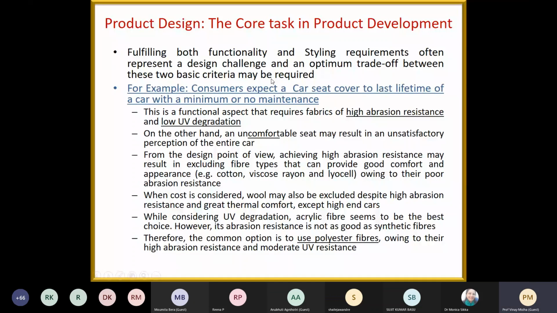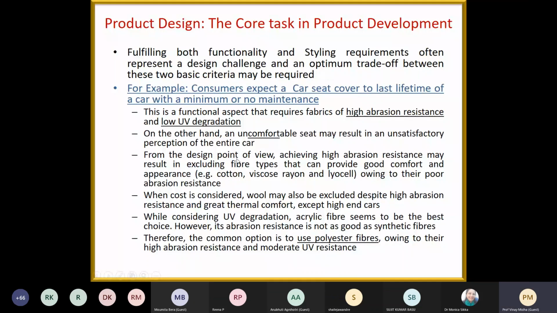For example, I have taken one design problem. The customers expect a car seat cover to last the lifetime of the car with minimum or no maintenance. This is the requirement of the customers, which people feel should be there. Now, this is a functional aspect that will require the fabrics to be highly abrasion resistant and low in UV degradation. And at the same time, comfort is also required. If it is not comfortable, then it will be an unsatisfactory perception for the entire car.